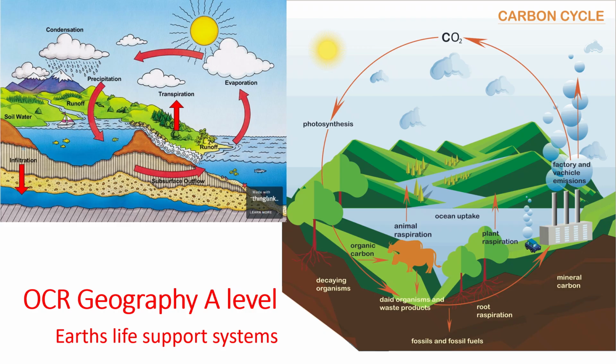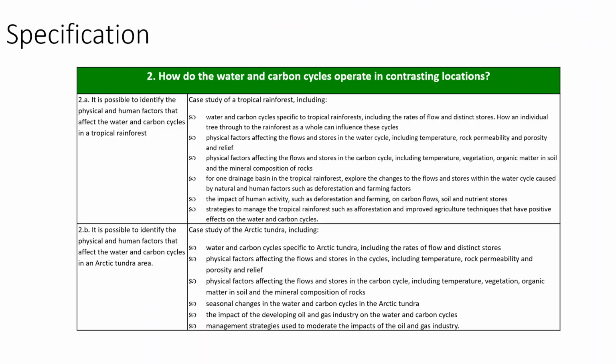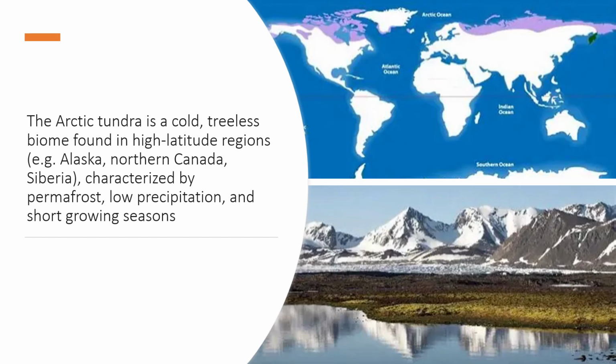Today we're going to be thinking a little bit about Earth's life support systems for the OCR Geography A-level specification. We're specifically going to be focusing on key question 2, how do the water and carbon cycles operate in contrasting locations? And for this video we're looking at key question 2b. That focuses on tundra.